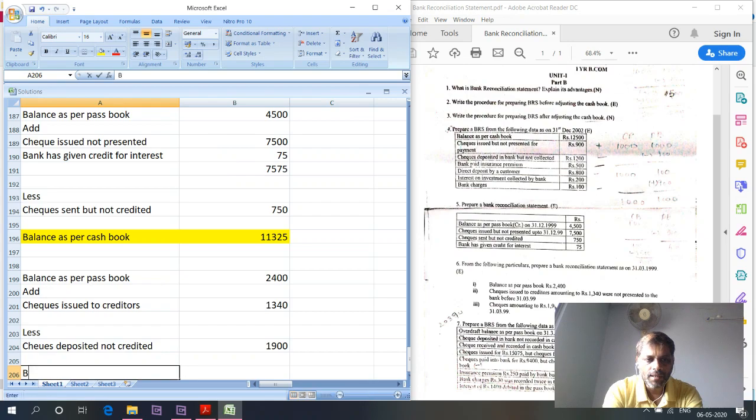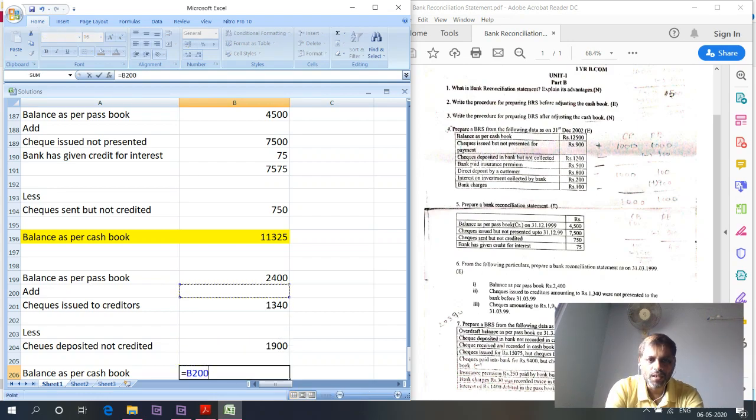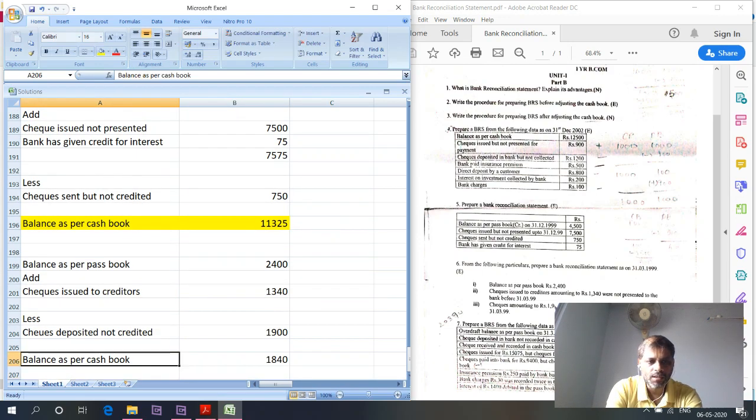So balance as per cash book is equal to 2,400 plus 1,340 minus 1,900. Balance as per cash book is 1,840.